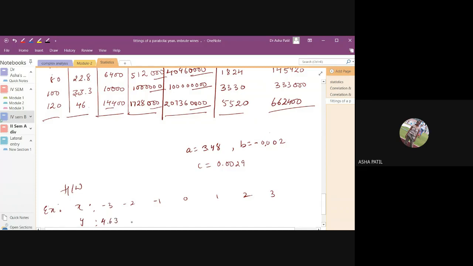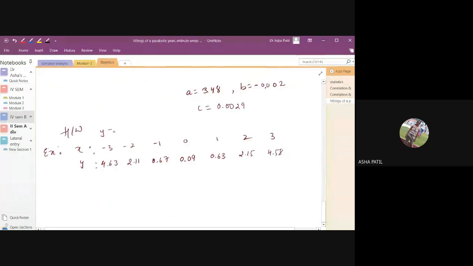4.63, 2.11, 0.67, 0.09, 0.63, 2.15, 4.58. Parabola, all of you do in the same form so that we can verify. A plus bx plus cx square.